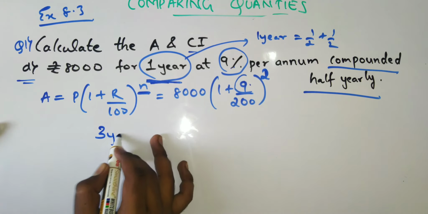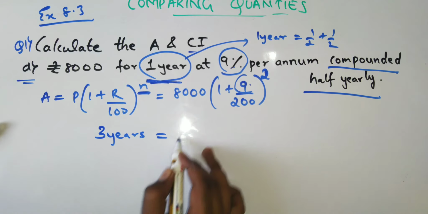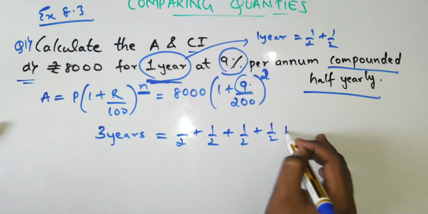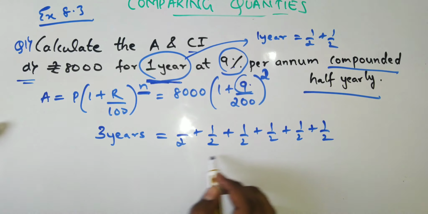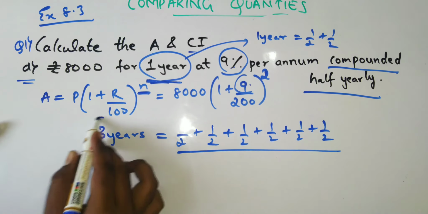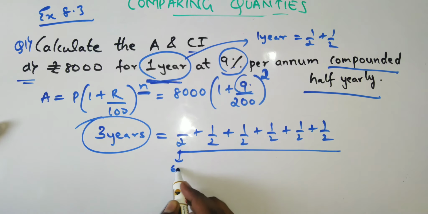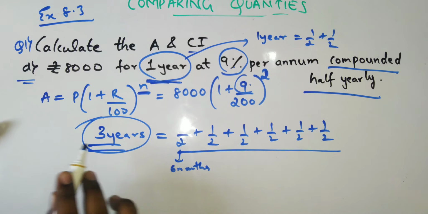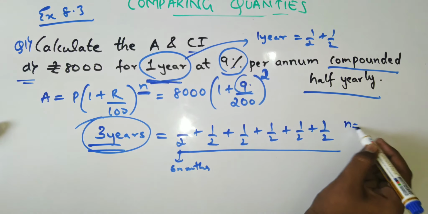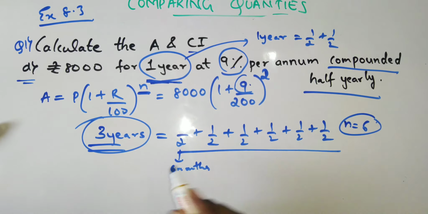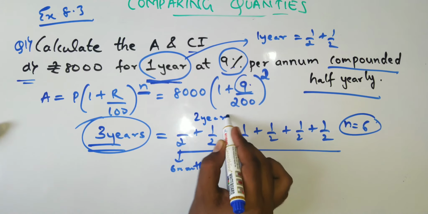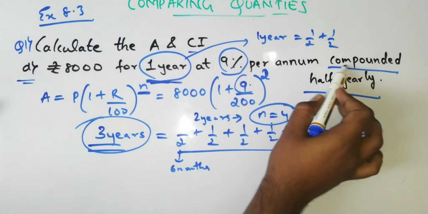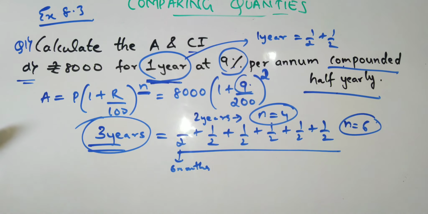Suppose if it is 3 years, then I have to add halves how many times? 6 times I have to add halves to get 3 years. That means 6 months plus 6 months, like that, to get 3 years. So n becomes here 6. Suppose for 2 years, what will happen to n? n becomes 4. This is in case of compounded half yearly. That you have to remember.